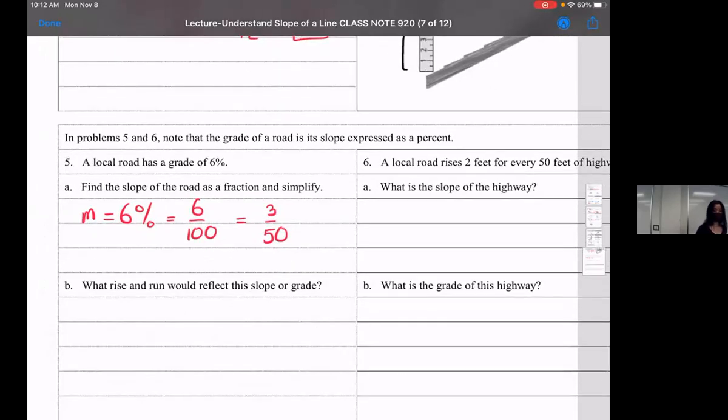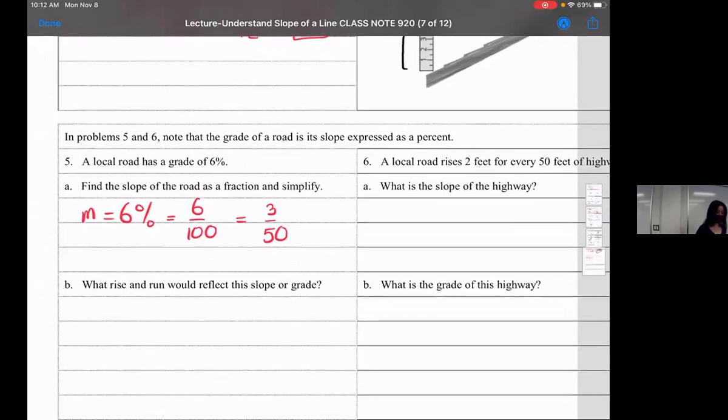So, according to that fraction right there, problem B asks what rise and run would reflect the slope or grade. So rise is 3, right? Then run is 50. Rise over run. That's it.